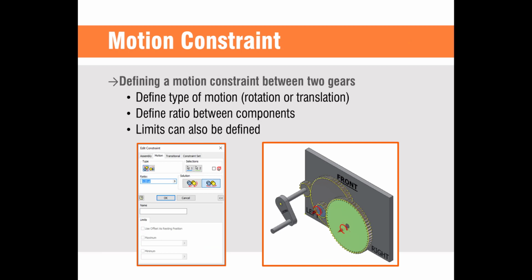When doing this, we need to define the type of motion, so rotation or translation. We then need to define ratios, so in the case of gears, we will define their gear ratios. Finally, just like assembly constraints, we can give limits to the motion constraints.